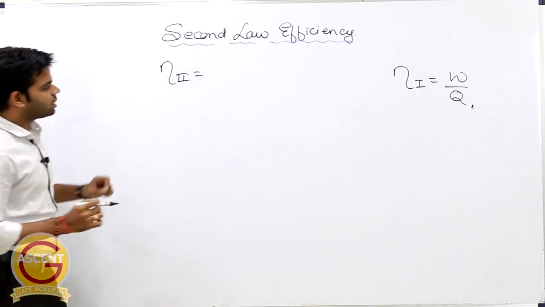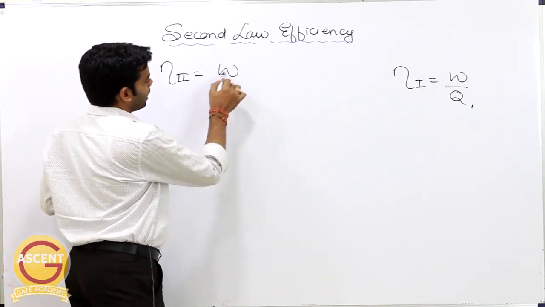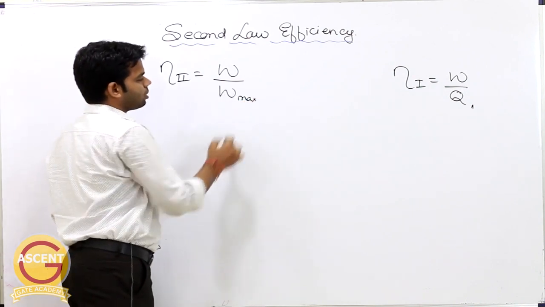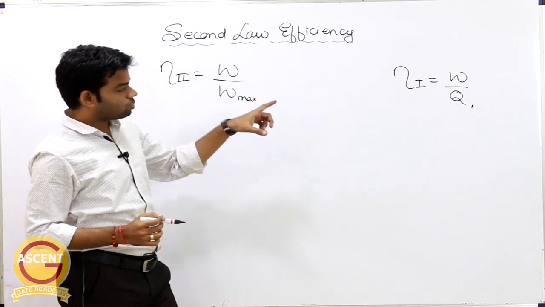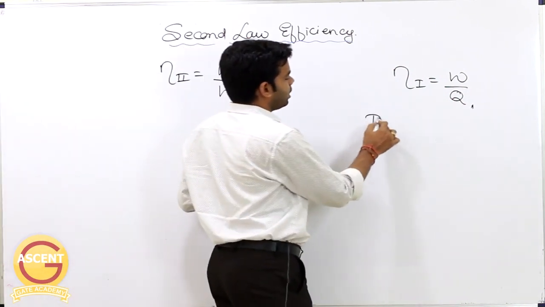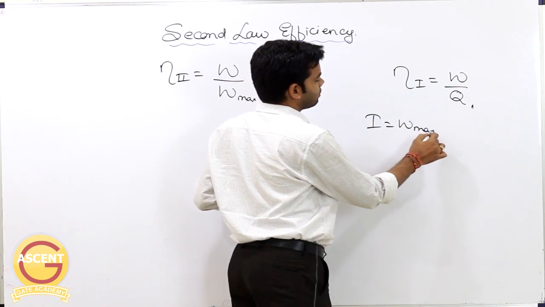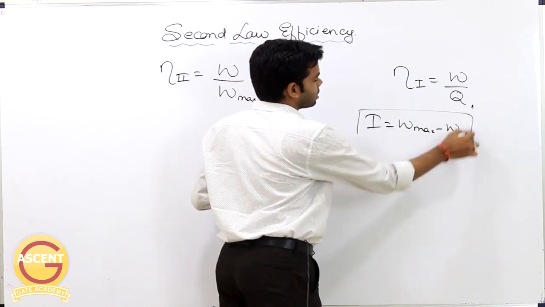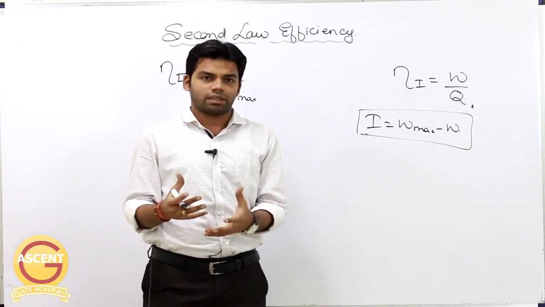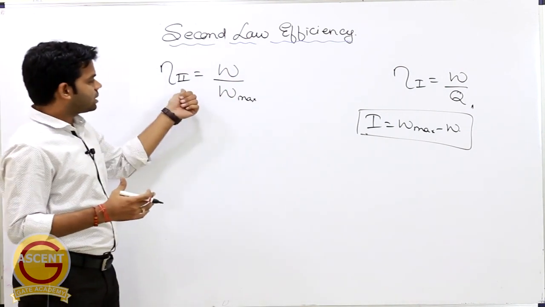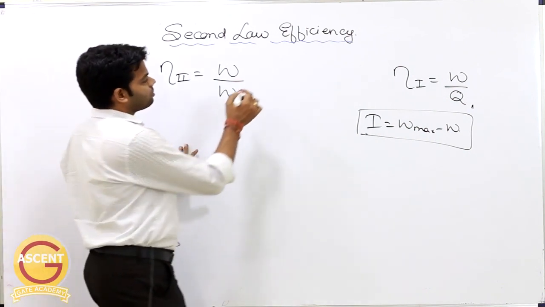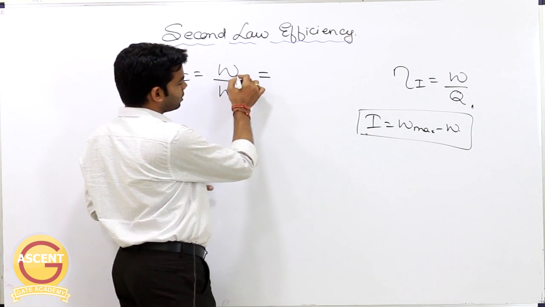Second law efficiency can be defined as actual work output divided by maximum possible work output, and this, as we know, is because of irreversibility. The difference that you see between this W max and W is nothing but irreversibility. We just defined it as W max minus W. This is because the quality of energy is degrading, and because of that the efficiency we get is the second law efficiency. Getting this or not?